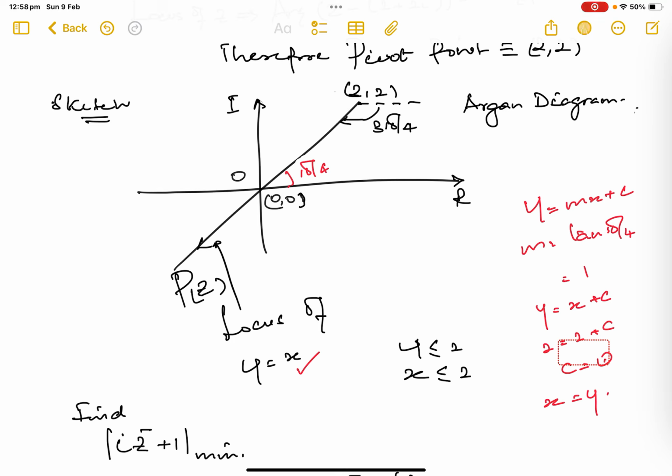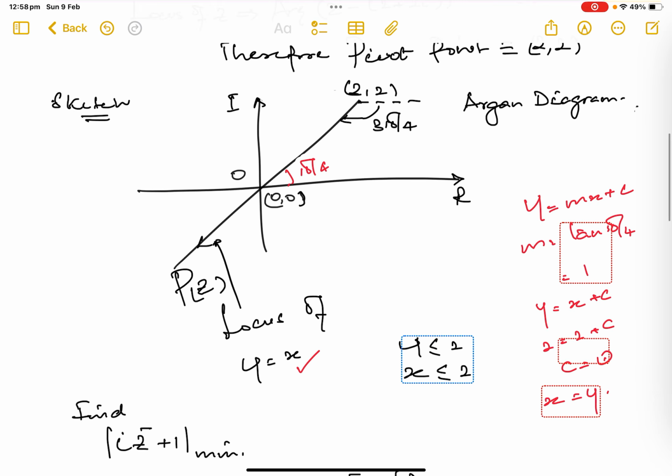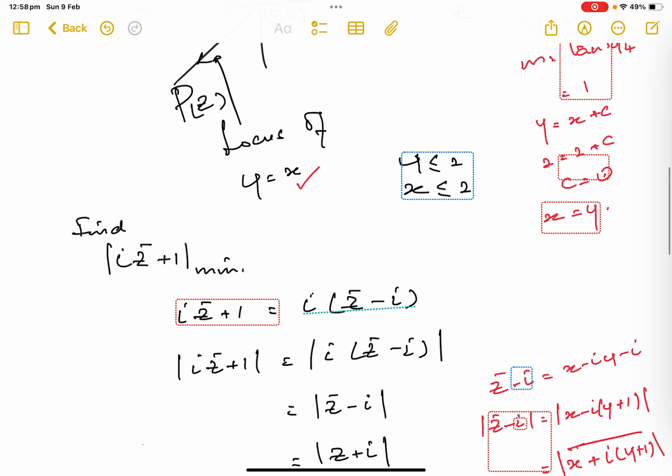The locus starts from 2, 2 and goes downwards as a line. So the line will not go beyond 2. So the limit is y less than or equal to 2, x less than or equal to 2. That's the first part, the Argand diagram and the locus drawn.